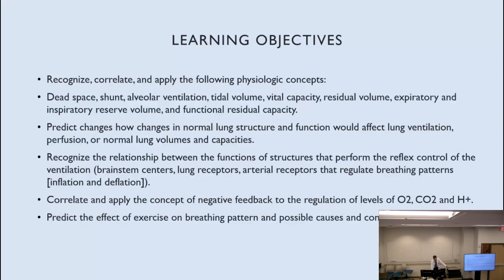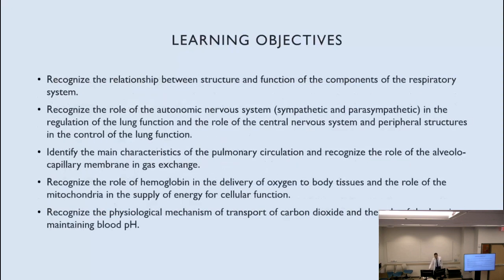respiratory system. Okay, when you read the learning objectives, you are going to see there many of the concepts that we are going to be explaining. Notice that we are going to go over again the autonomic nervous system, integrating nervous system, endocrine system, to the function of the lung, and we are going to go over the pulmonary circulation. Cardiovascular system is going to appear also. Okay, we are going to review again the hemoglobin.